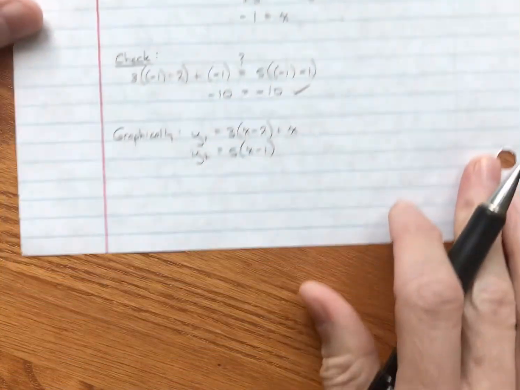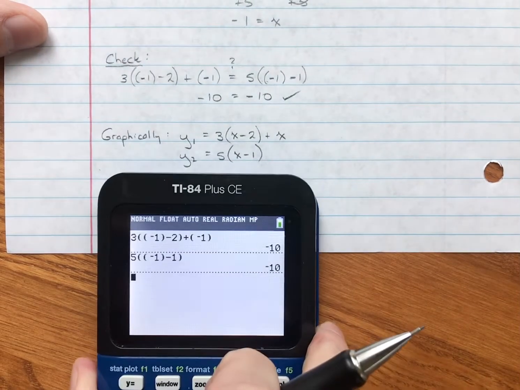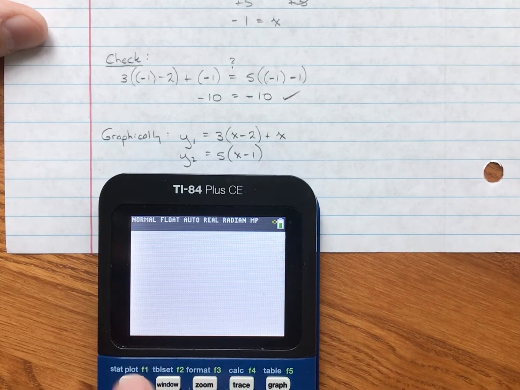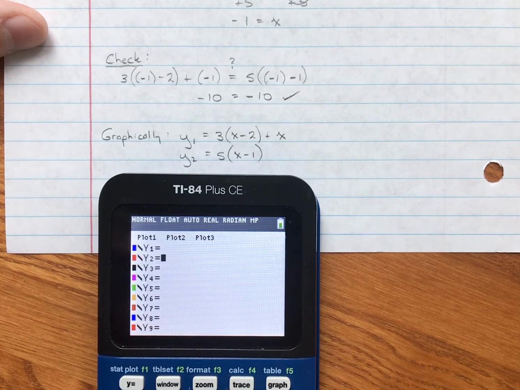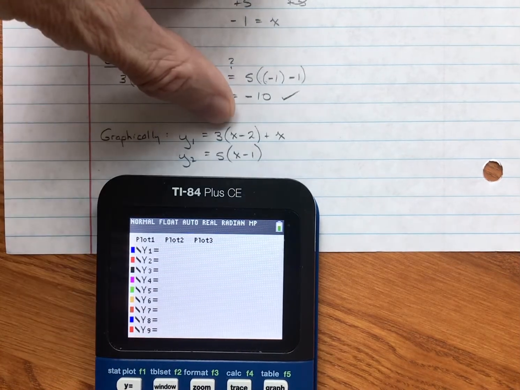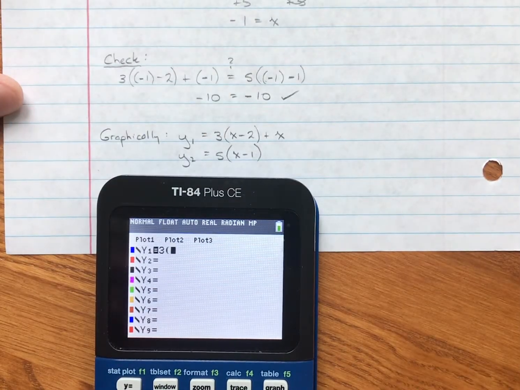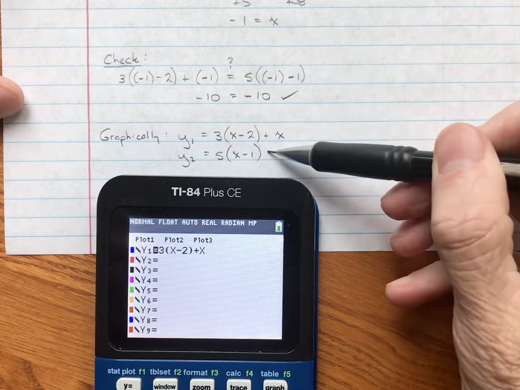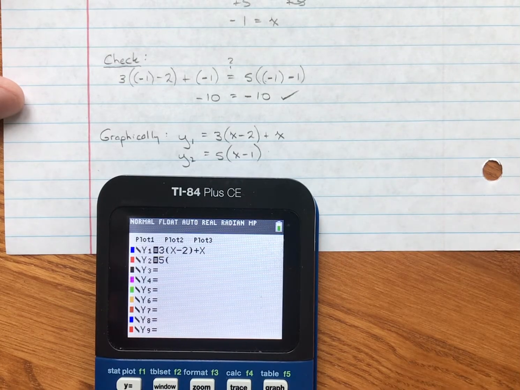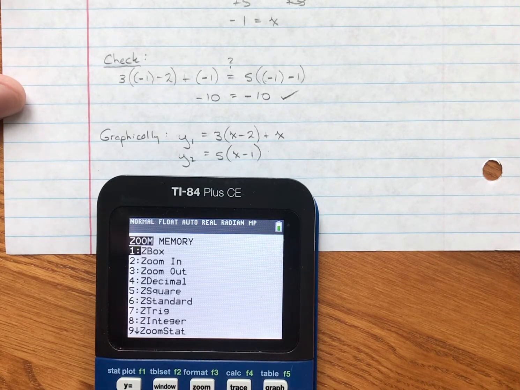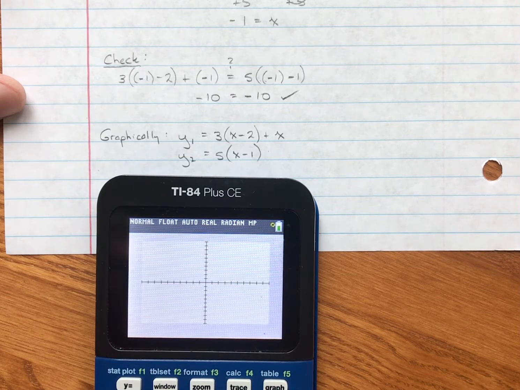Those are two linear equations. First degree, they're going to be lines. So let's go into here, y equals. I'm going to clear out what I had from the previous problem. Okay, so y1 is here. 3 parenthesis x minus 2, close parenthesis, plus x. And y2 is this equation, 5 parenthesis x minus 1. I always start with that standard window. I'm going to go to zoom standard, which is a negative 10 to 10 in both the x-axis and the y-axis.